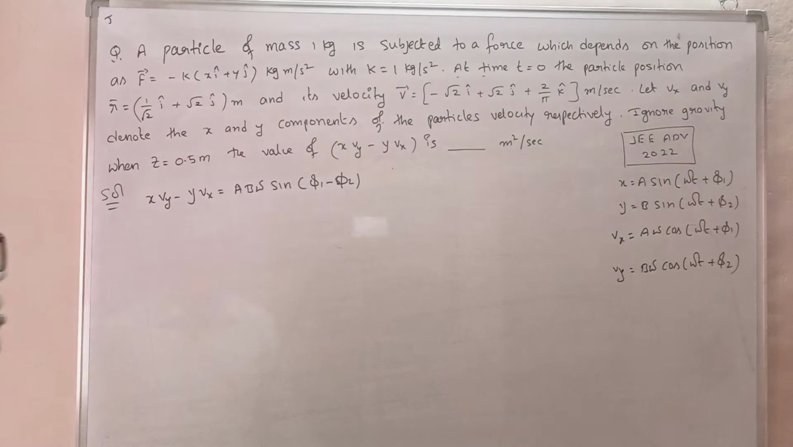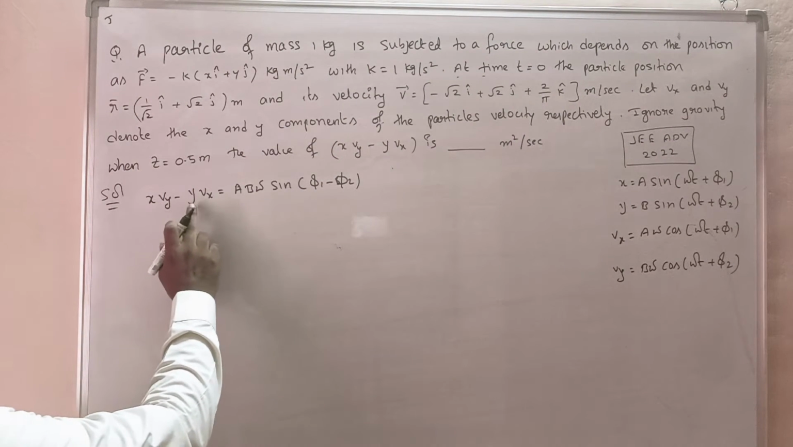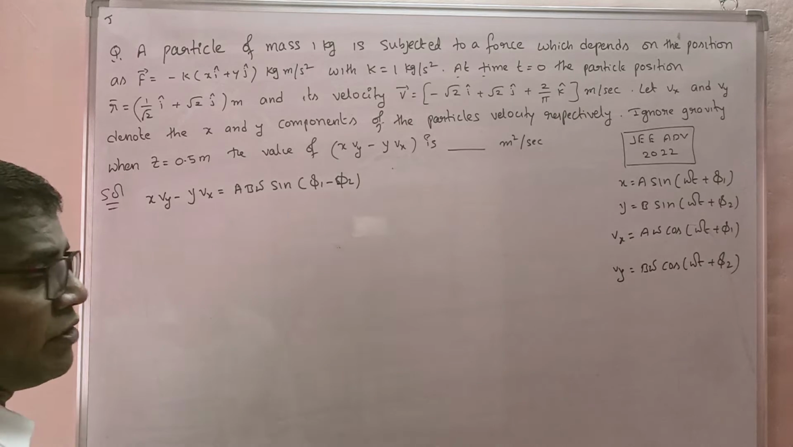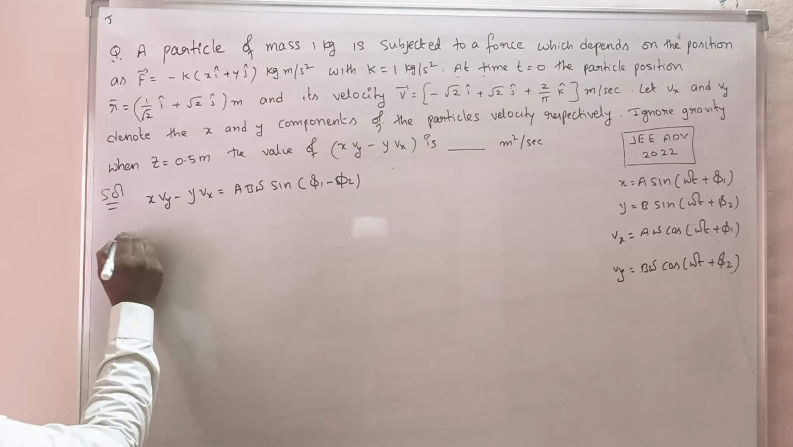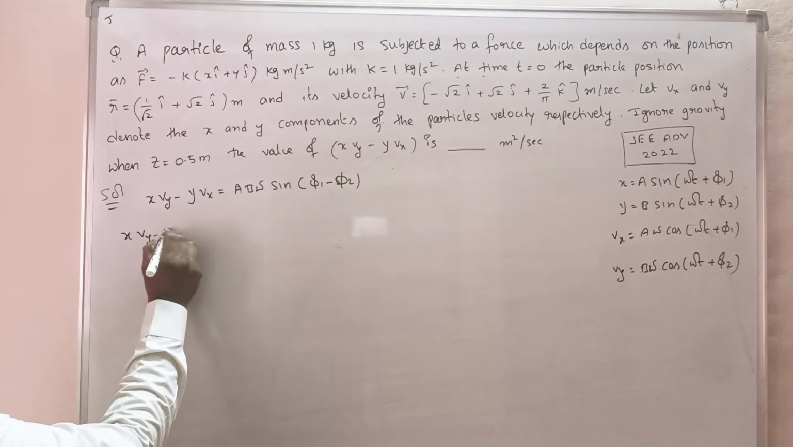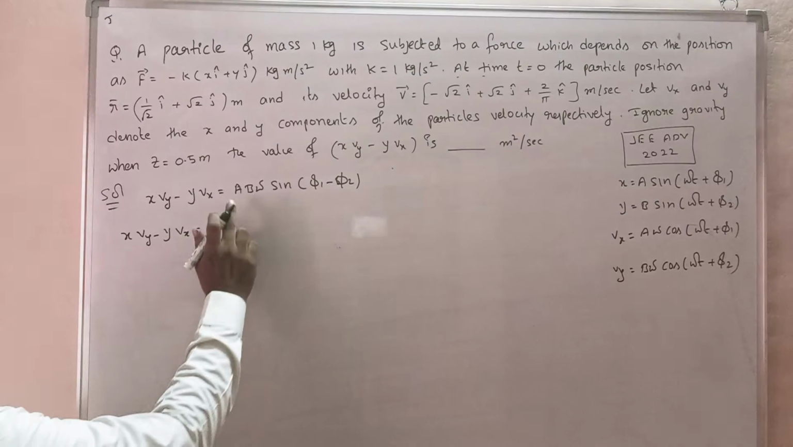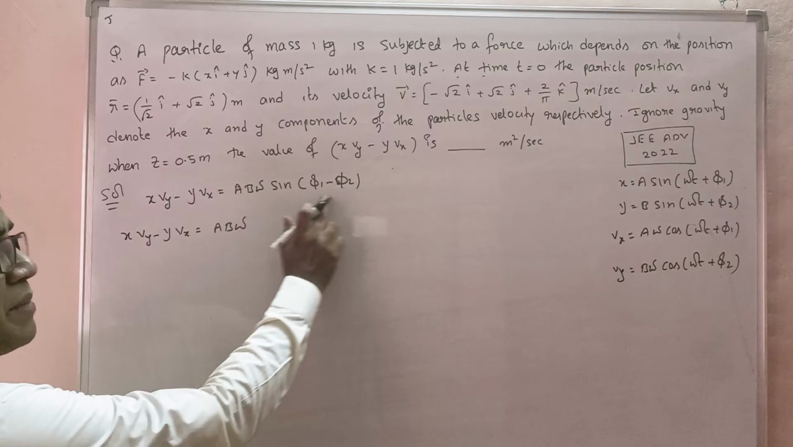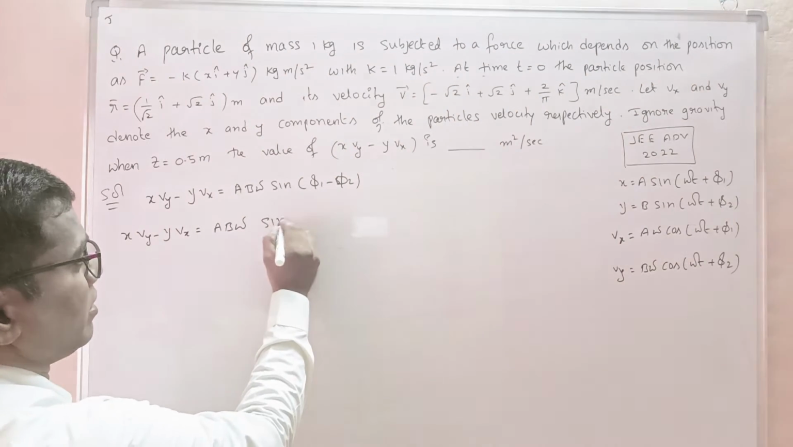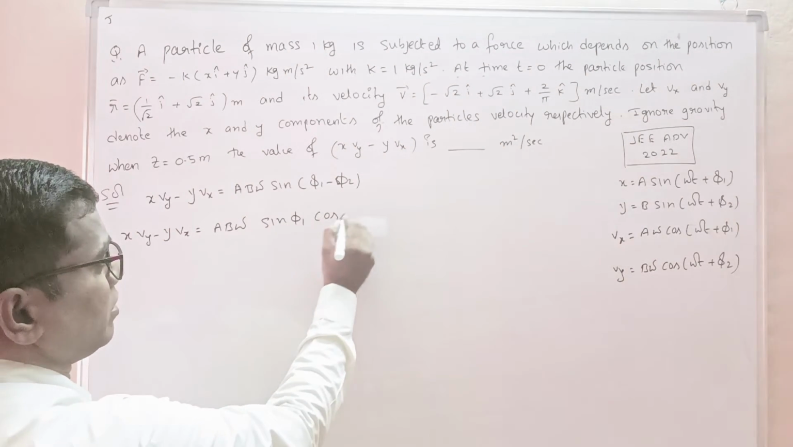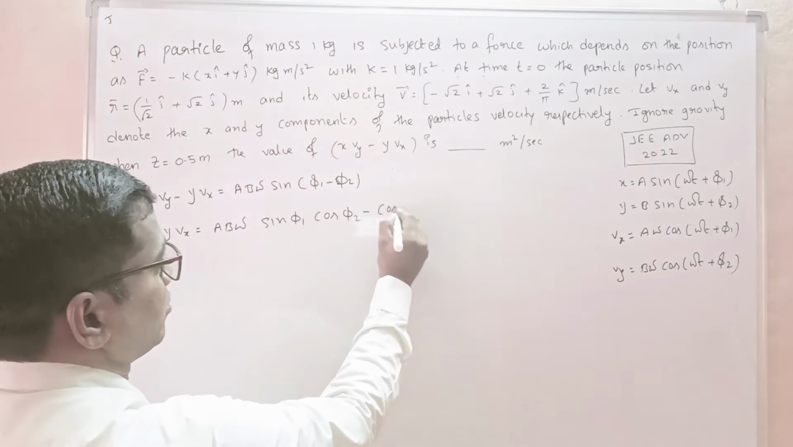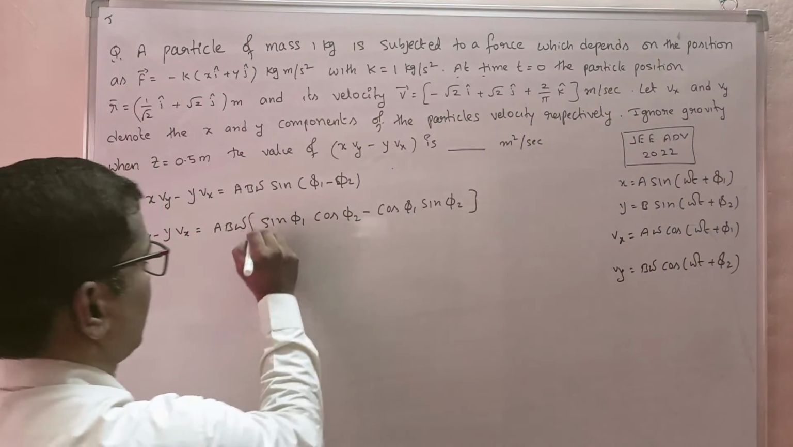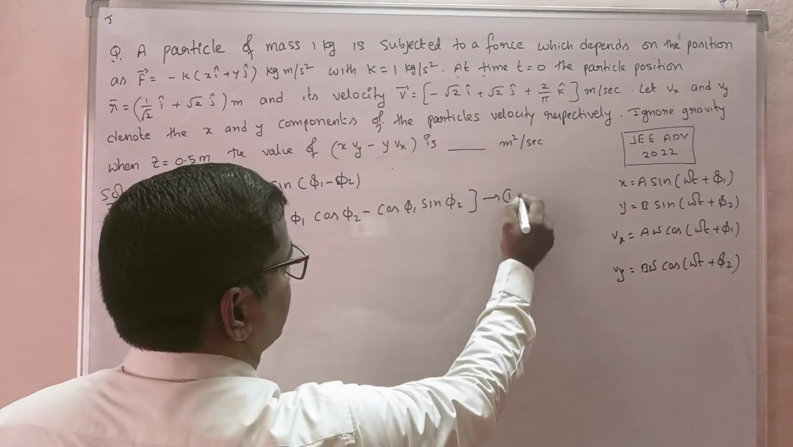See here, we got x vy minus y vx is equal to ab omega sin(phi 1 minus phi 2). Again we will write x vy minus y vx as ab omega sin(a minus b) formula: sin a cos b minus cos a sin b. I will write this as the first expression.